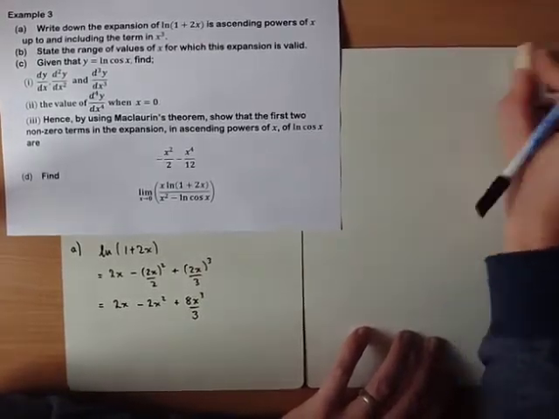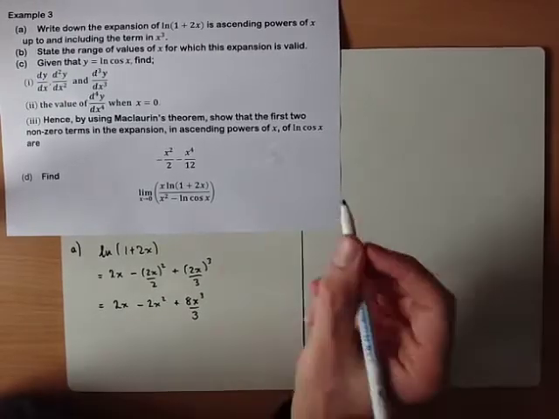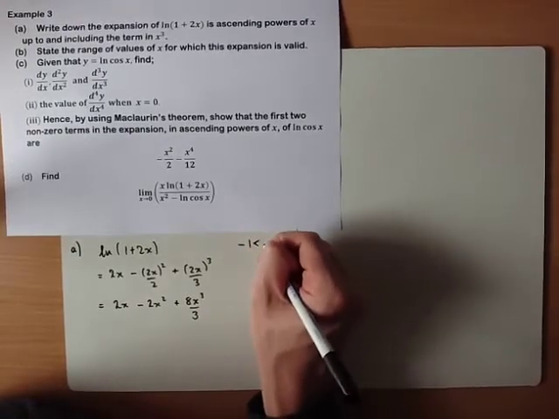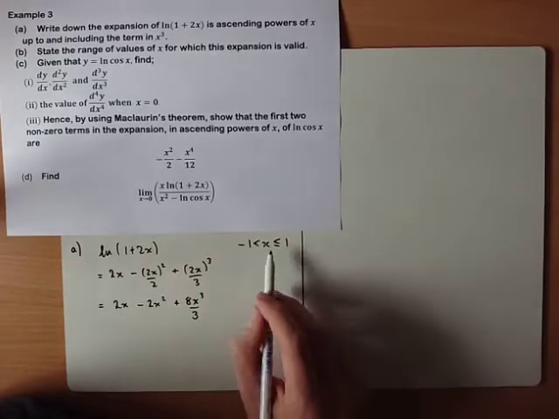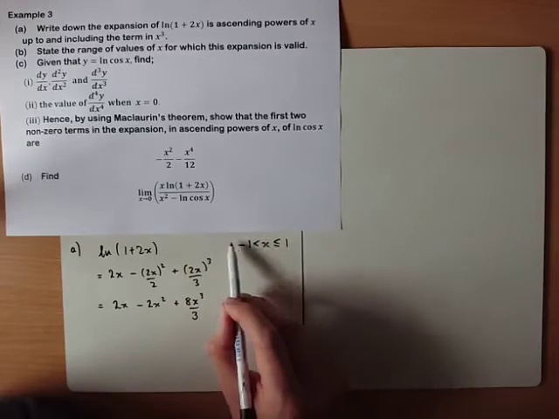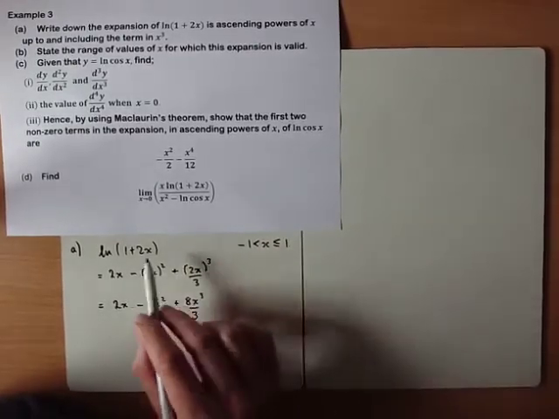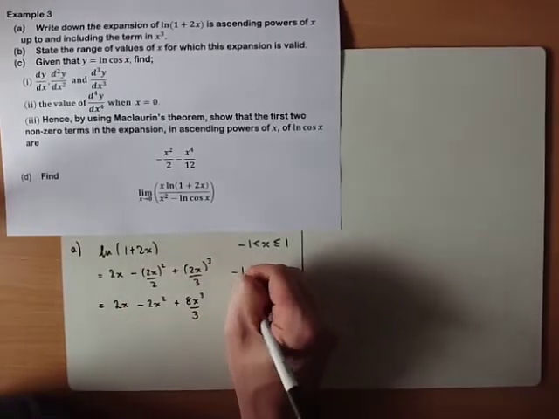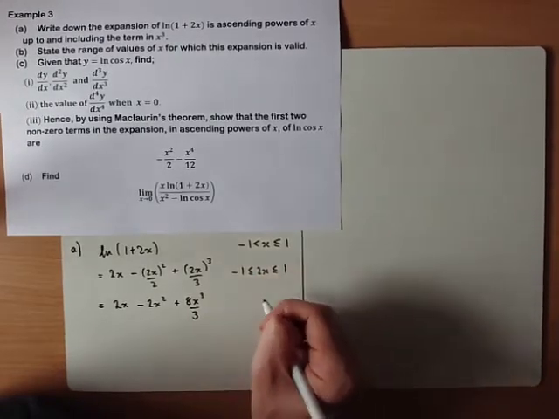It also says state the range of values for which the expansion is valid. Now, again from the formula booklet, the general expansion is valid between -1 and 1 for x. Clearly because you can't sub in -1 into the ln of 1 plus x because ln is undefined at 0, but obviously for our expansion, because our term is 2x, we would say 2x would have to be between those values.